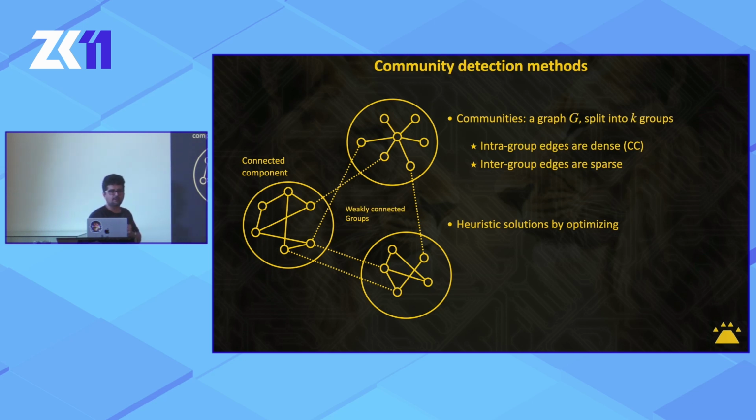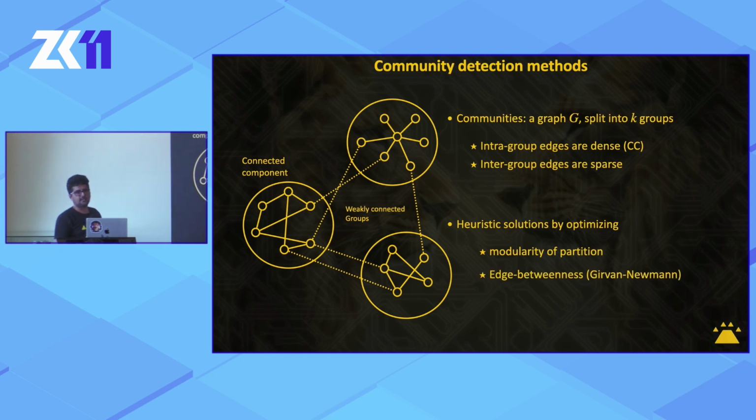Again, this is an NP-hard problem. You're not guaranteed to get anything. So there are many heuristic solutions. You have modularity of partition. You have edge betweenness, the Girvan-Newman algorithm. And you have max flow min cut, which is one of the stronger algorithms. In this talk, I'm only going to focus on edge betweenness and Girvan-Newman because it's very physically intuitive. But you can use any method. It doesn't really matter. Choose your favorite community detection method, and you might get something good out of it.